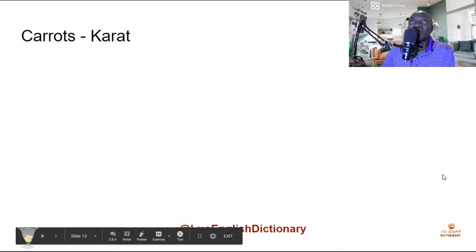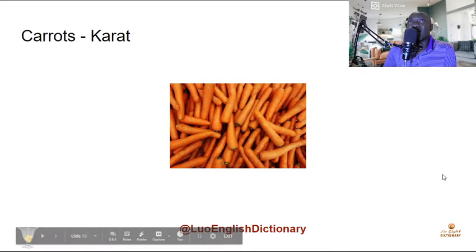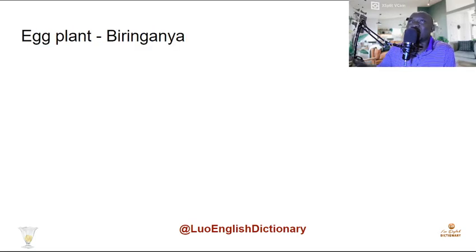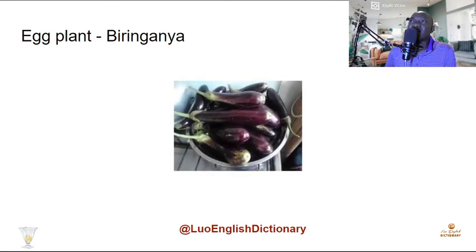Not fair at all. Carrots, we didn't go very far. We just said, okay, it's red, it's English, we call it carrot. So we call carrots carrot. Same thing, carrot. That is English. Then eggplant. I don't know what eggplant's name is, but we call it biringanya. Biringanya is the Swahili name.